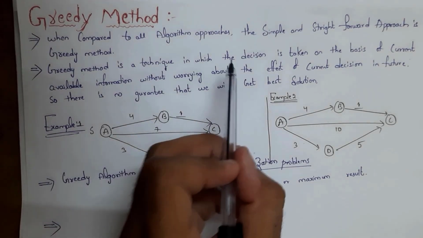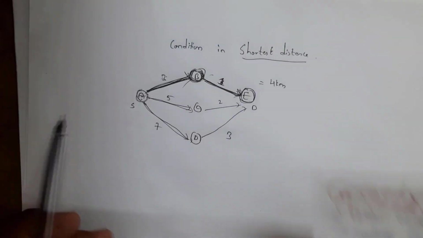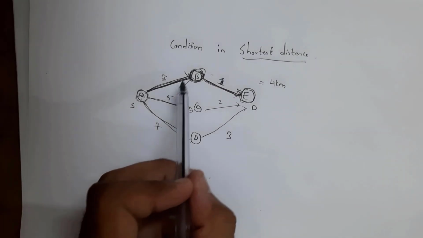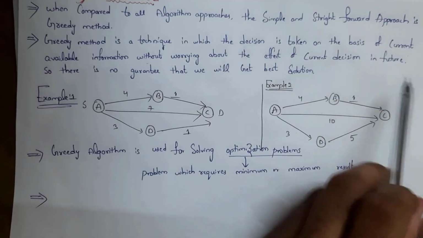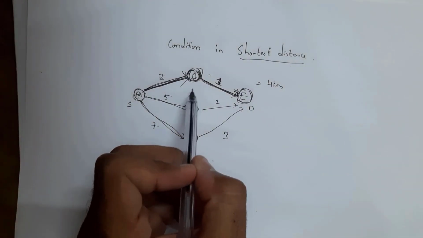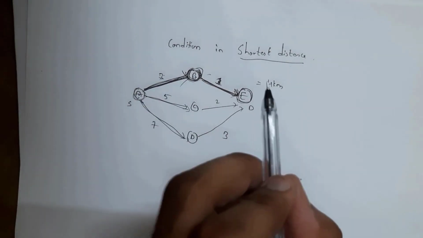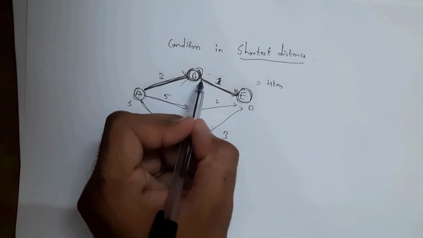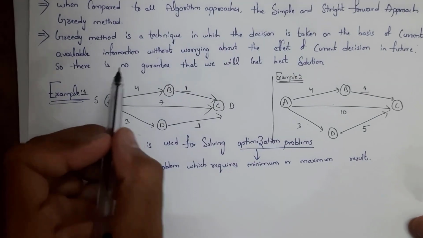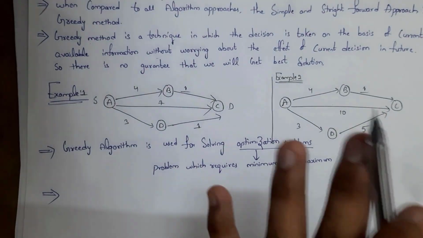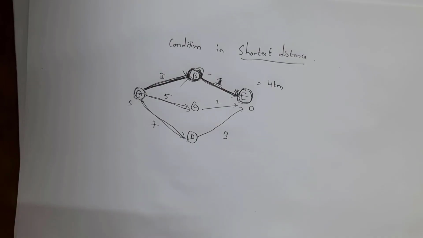Greedy method is a technique in which decision is taken on the basis of current available information. As I already said, we took the best result based on the current available information without worrying about the effect of current decision in future. Whatever current decision we took, it will affect future decision. For example, I took 3 kilometers. This is current decision. It will also affect our future decision, that is from B to E. So there is no guarantee to get best result because we took decision based on the current available information.